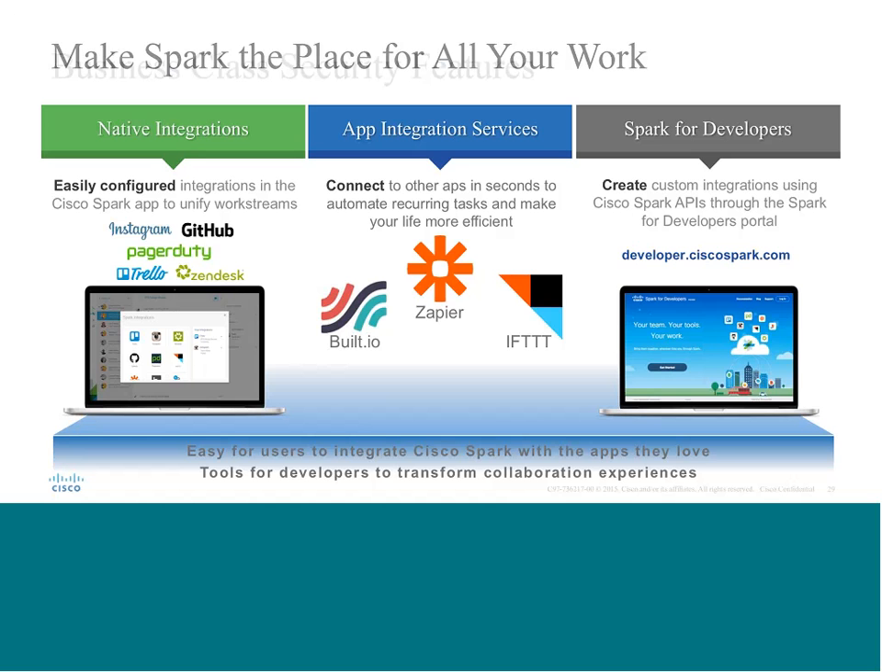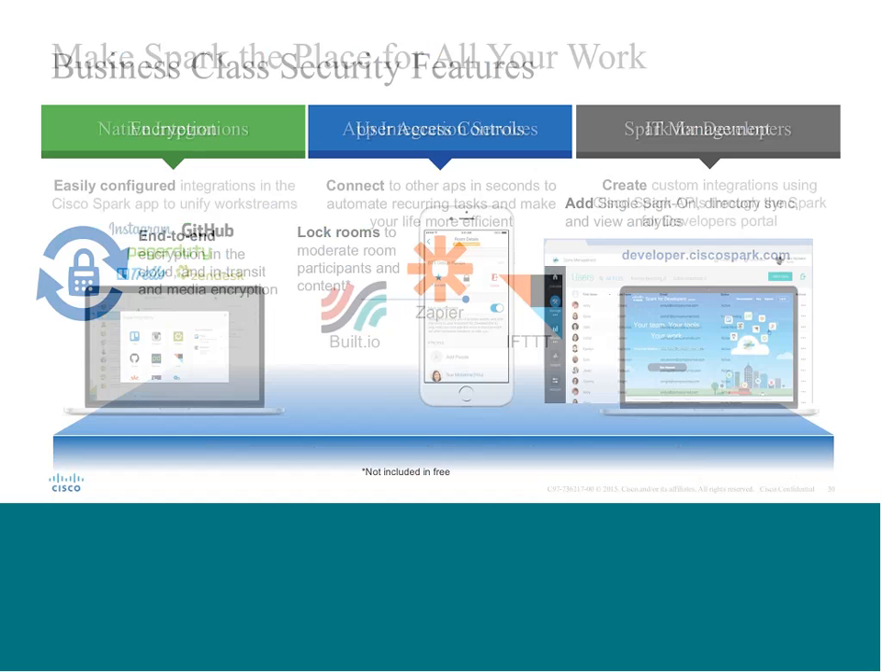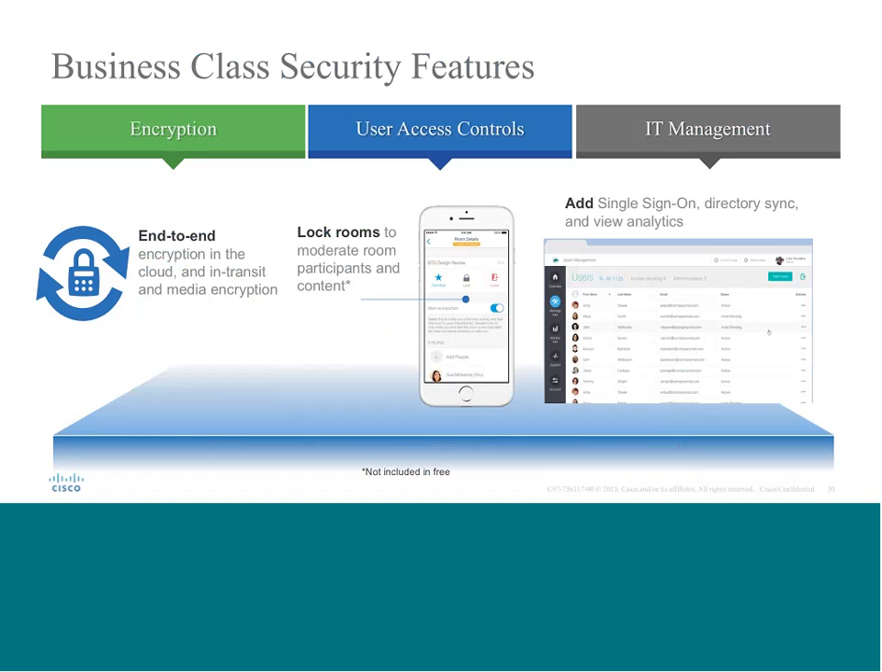Business class security features, we talked about this a little bit already, so this is maybe a good enhancement to my answer to the question earlier. There is end-to-end encryption, encryption in the cloud, encryption in transit, and media encryption. As I mentioned, you can lock rooms at any time to moderate the room and participants as well as content.